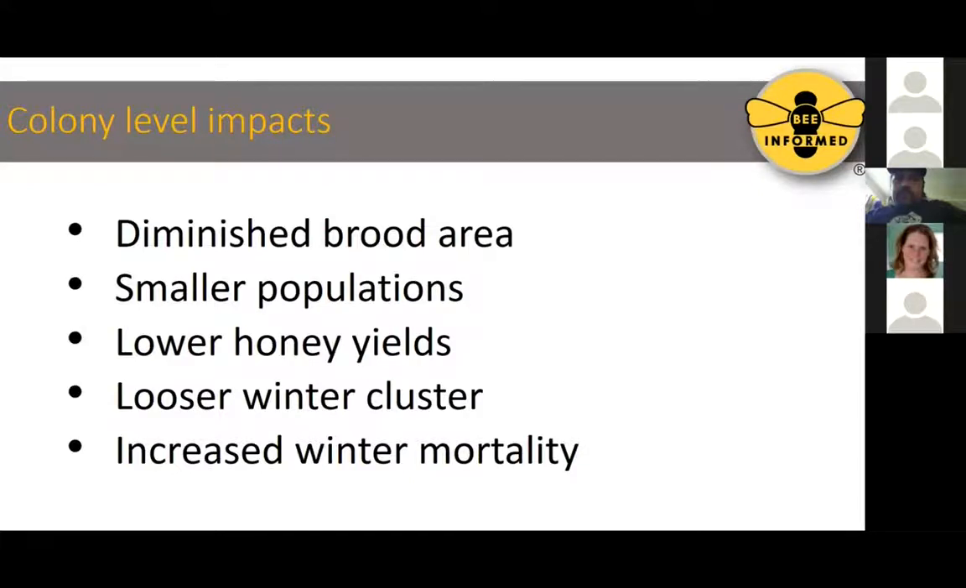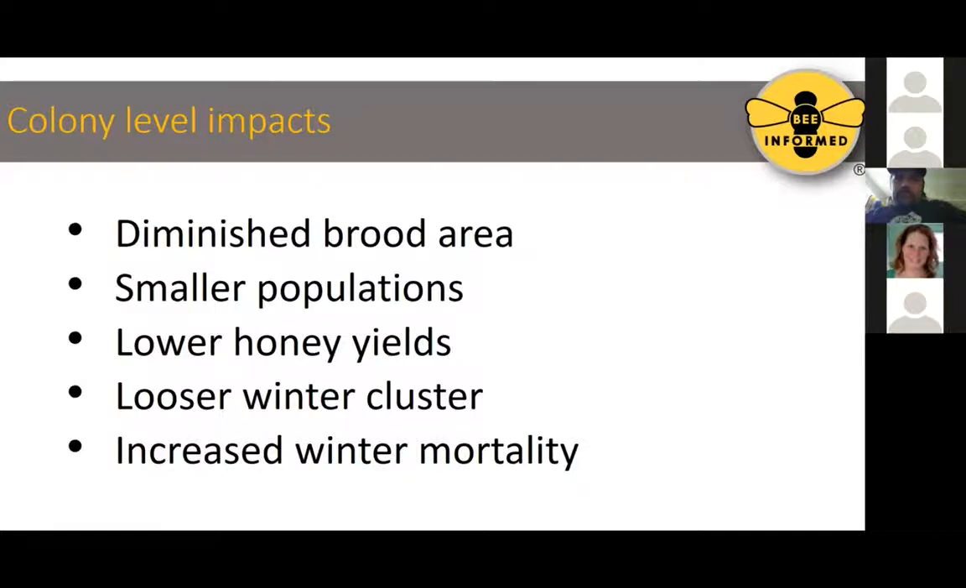And the bees are just kind of stuck and stalled, and they don't go forward. You see diminished brood area, the population's smaller than it should be. They don't grow. The honey yields are not going to be there, even if it's there in the environment for them, and they're just not able to go out and gather it and put on that surplus weight.